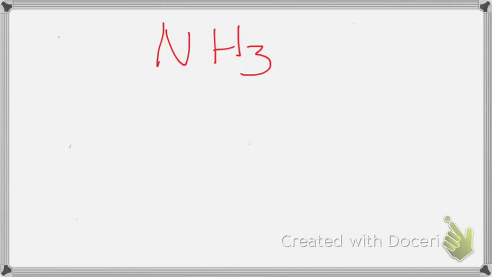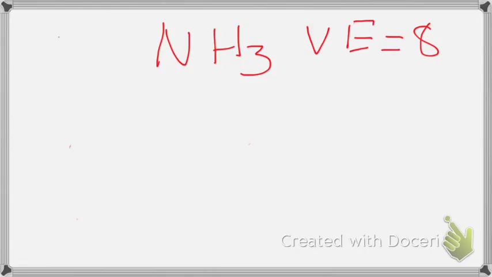So, the first step is to determine the total number of valence electrons. The nitrogen has 5, and each of the hydrogens has 1, which gives us another 3, so 8 total valence electrons. Notice I got this right this time. So, 8 total valence electrons.